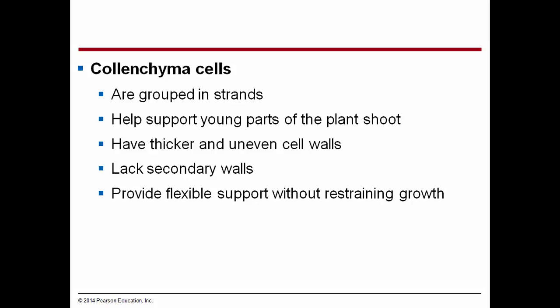Collenchyma cells are grouped into strands. They help support young parts of the plant shoot, and they have thicker and uneven cell walls, and they lack secondary walls. They provide flexible support without restraining growth. Okay, at maturity, these cells are living and flexible, elongating with the stems and the cells they support, unlike sclerenchyma cells, which we'll discuss next.